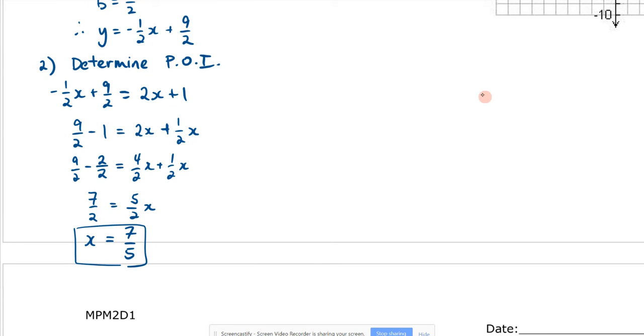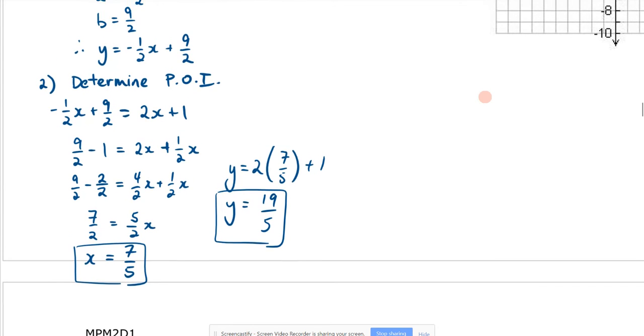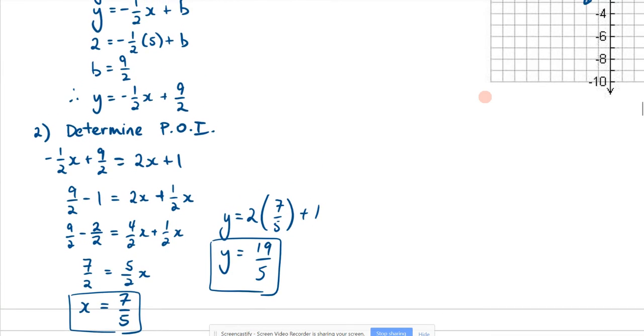Therefore, the y coordinate right here, y equals 2 times 7 over 5 plus 1, and that equals 19 over 5. So there's my y value. I have my x value, and I'm one step closer to finding the shortest distance.